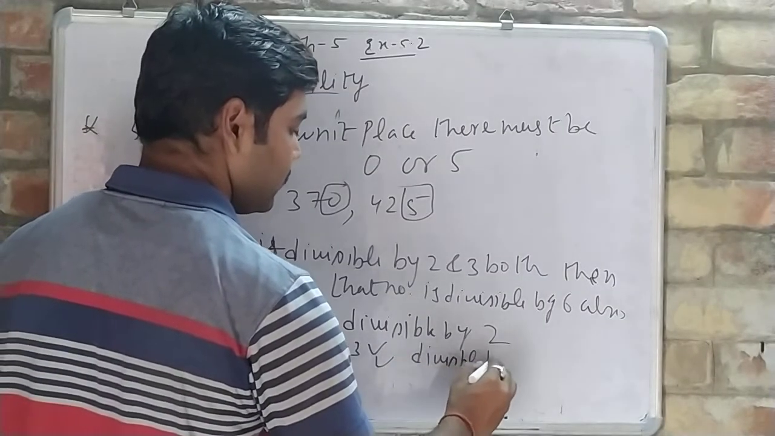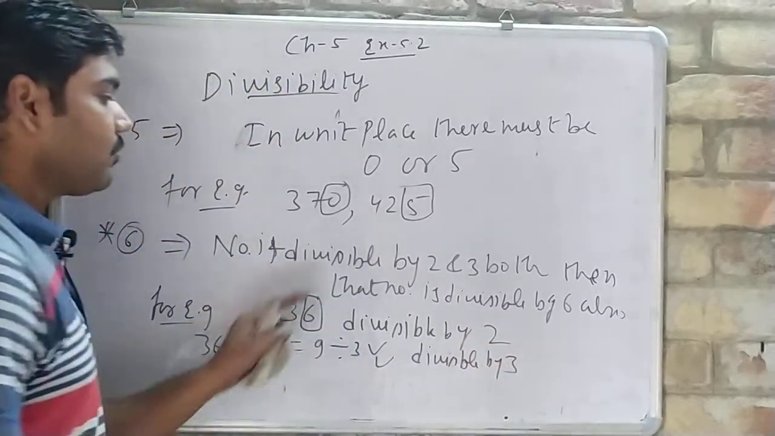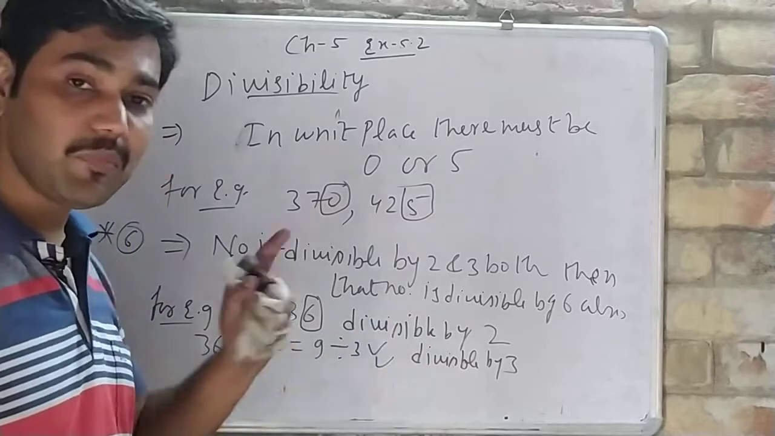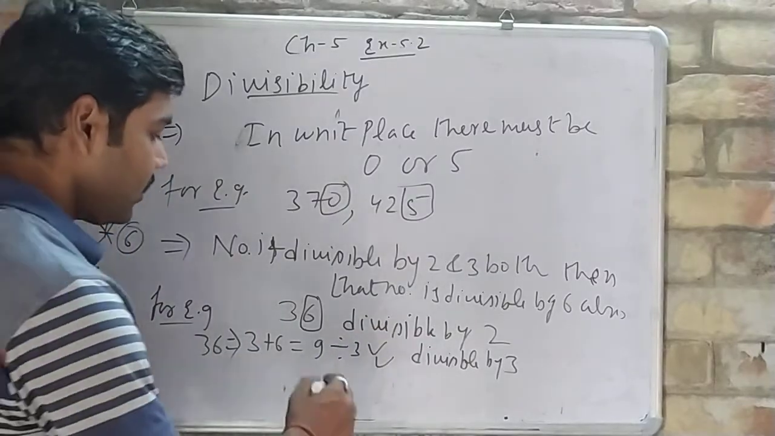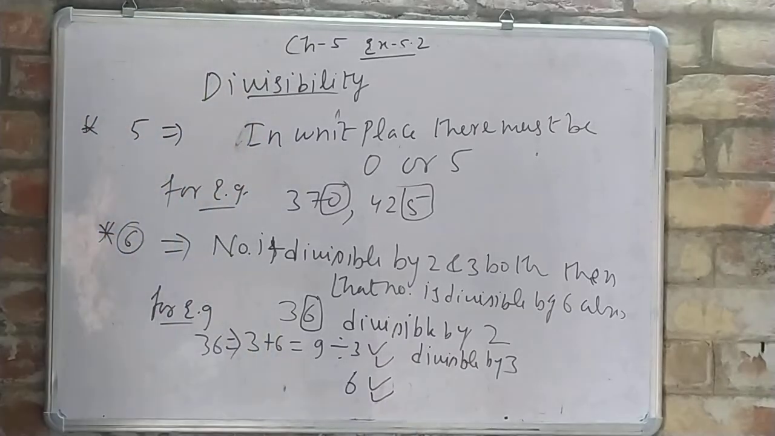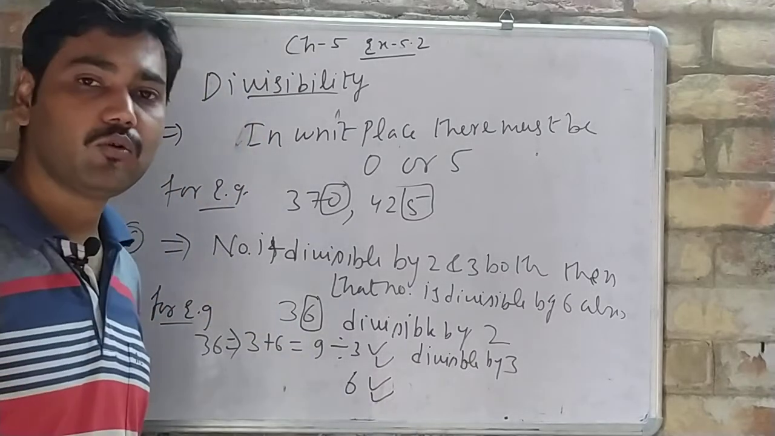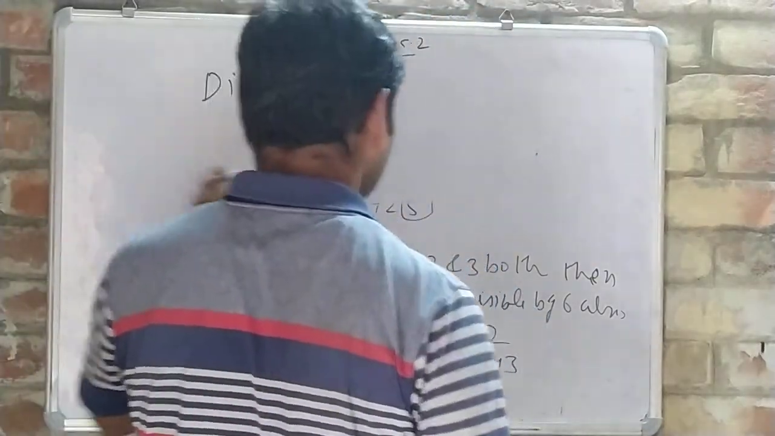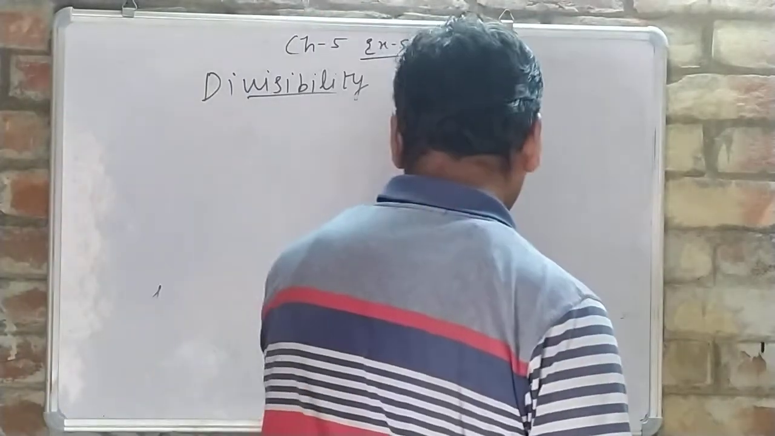When a number is divisible by 2 and also divisible by 3, it must be divisible by both numbers, and then that means it is also divisible by 6. Okay, when a number is divisible by 2 and 3 both, then that number is also divisible by 6. Now see the divisibility of 8.